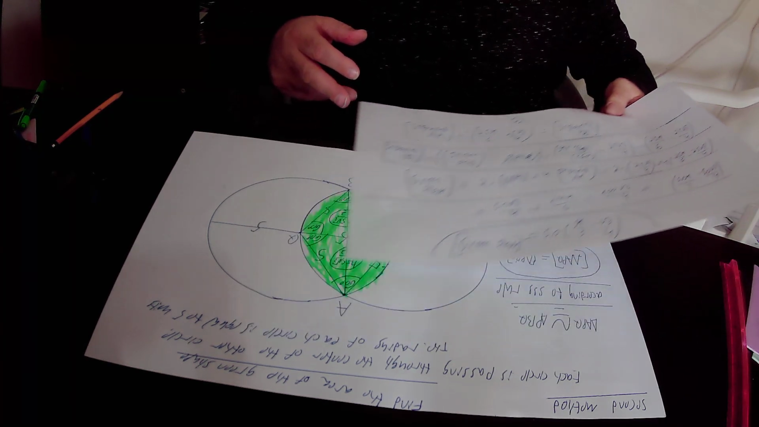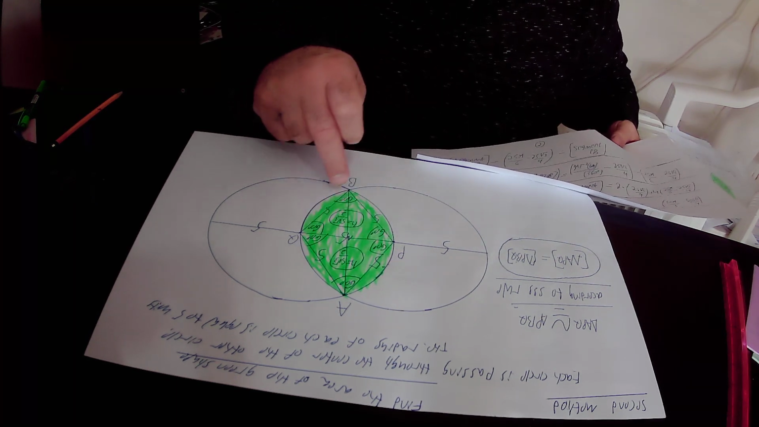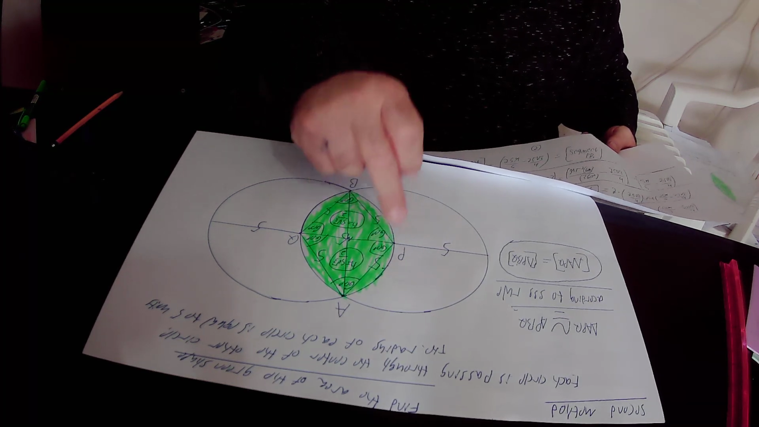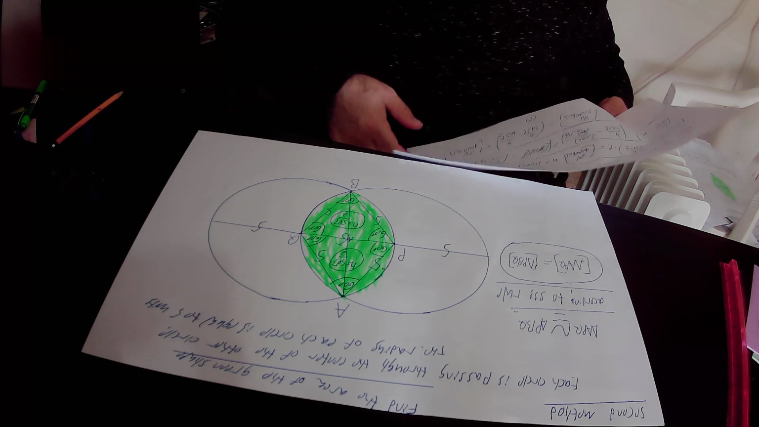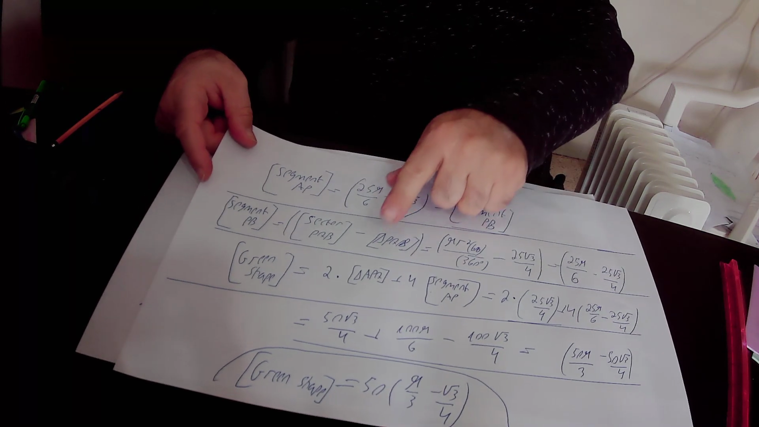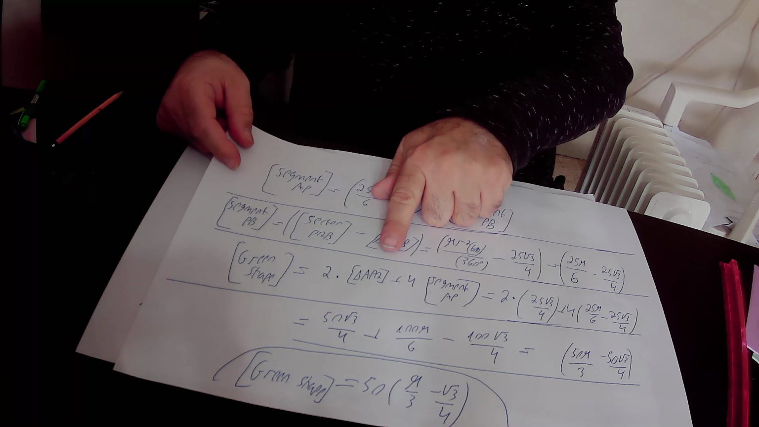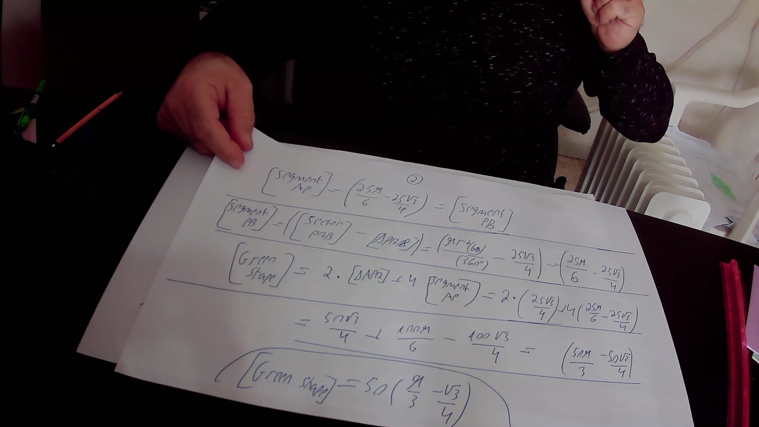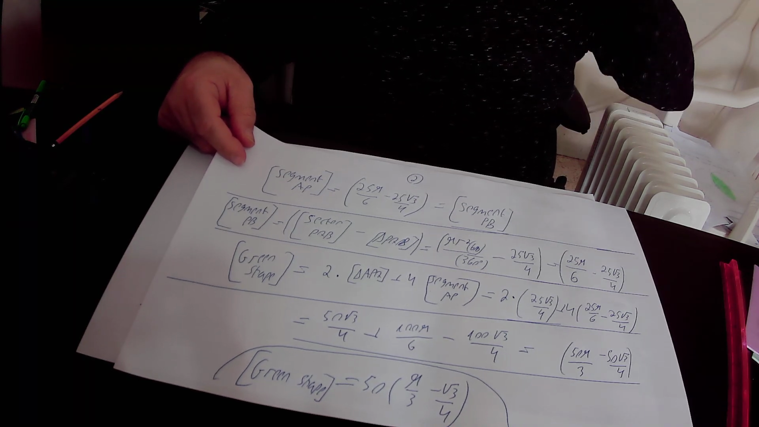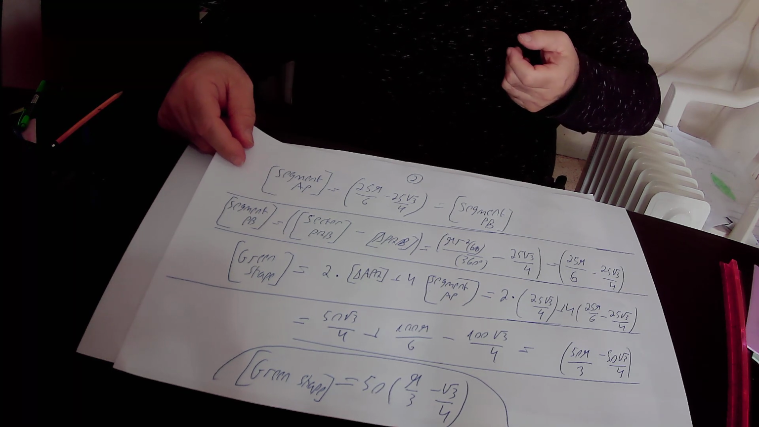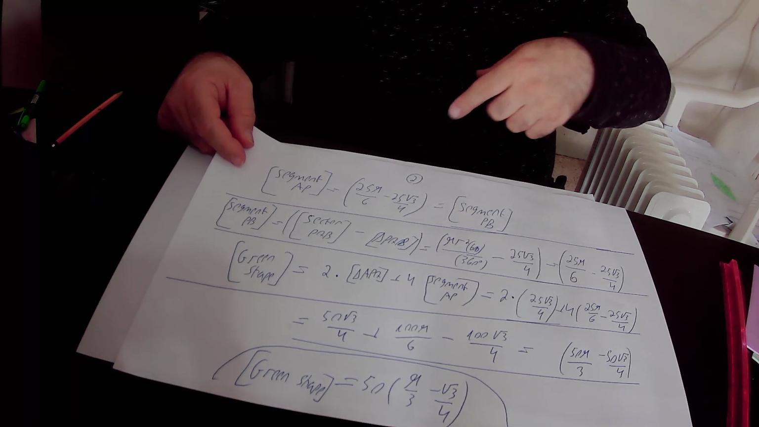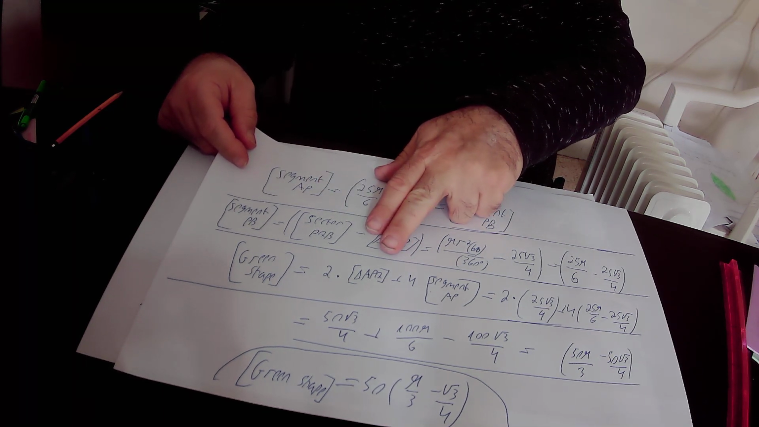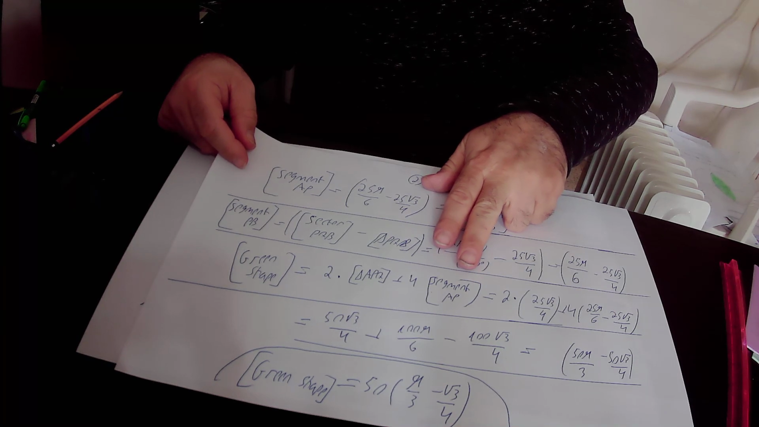Therefore, the area of the 4 segments in total, AP, PB, PQ, and AQ, will be equal to the area of segment AP times 4. Therefore, the area of the green shape will be equal to 2 times the area of triangle APQ plus 4 times the area of segment AP. Why? Because all the segments are equal to each other. So if we multiply the area of one segment by 4, we will get the area of all 4 segments in total.